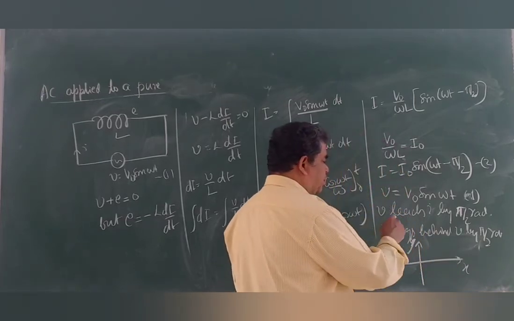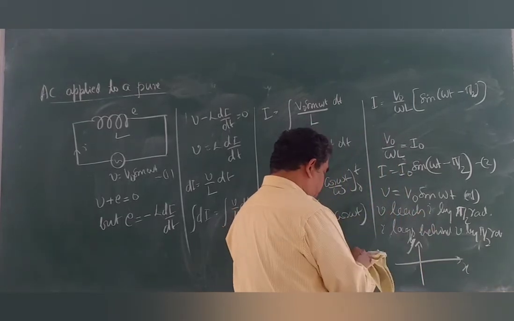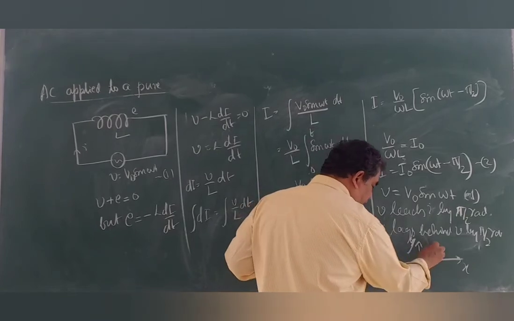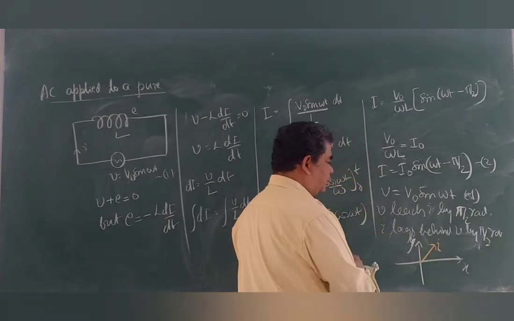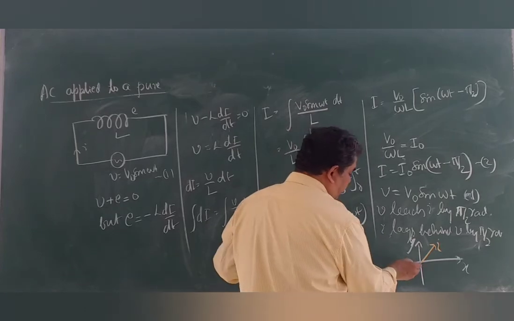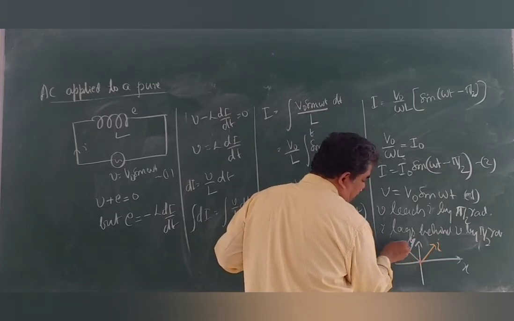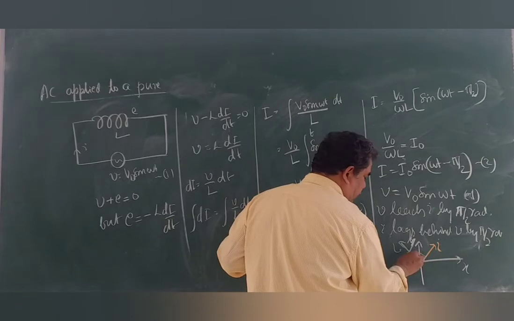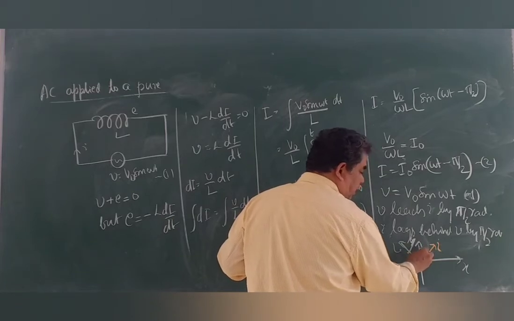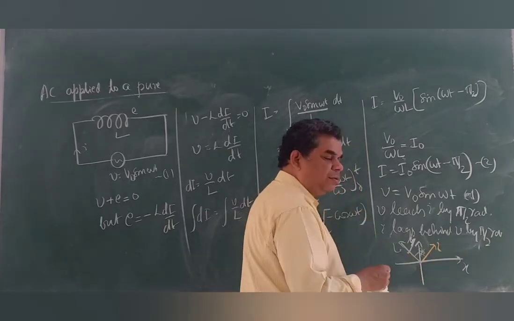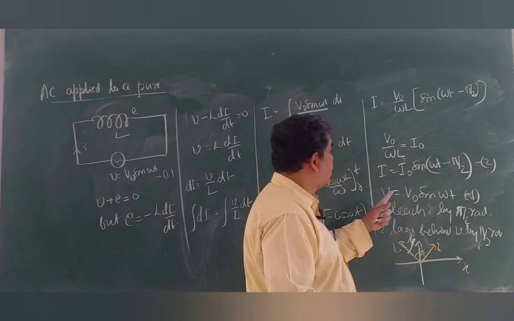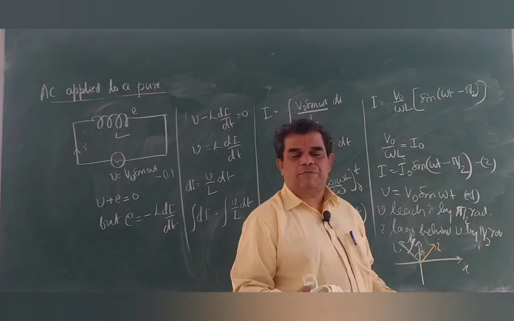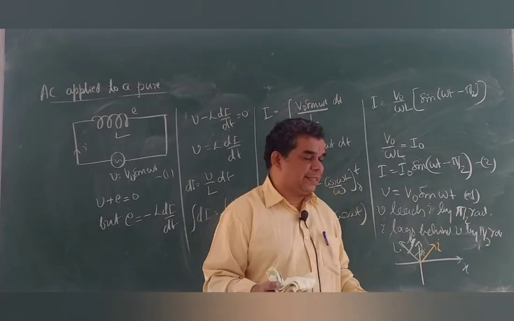Phasor diagram. That means voltage leads current by pi by 2. If I write the current here, then voltage is to be written ahead of this in the anti-clockwise direction. This is 90 degree. You can write here also or here also, but one way is enough. This is the phasor diagram for the AC applied to pure inductance.